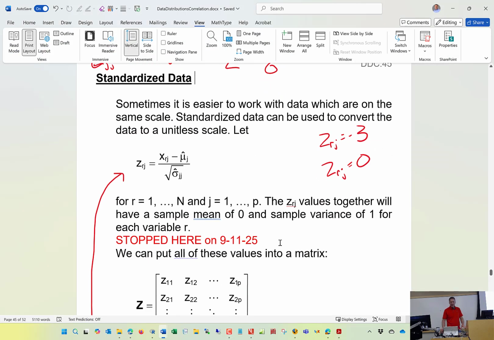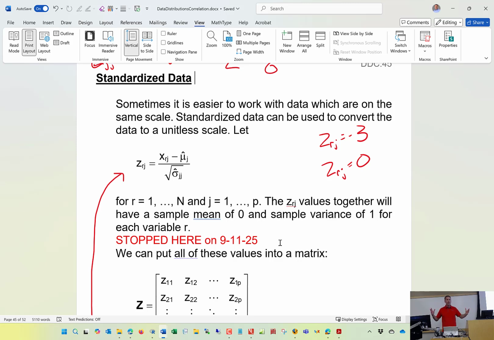So we were talking about standardized data. And all this means is that we take our data value, subtract off the estimated mean for the corresponding variable, divide by the square root of the estimated variance for that variable calculated from the data. And so what we end up getting is a unitless measure. We're no longer talking about feet or gallons or anything like that. It's unitless. And because of that, we can make comparisons from one variable to another as a measurement of, let's say, how close they are to their own means or how far apart they are from their own means.